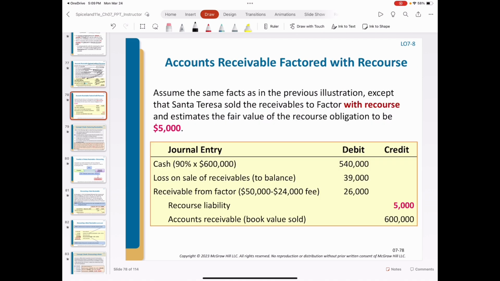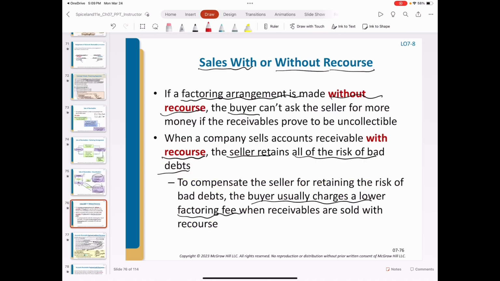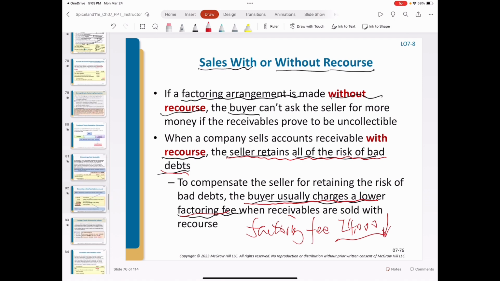The receivable factor with recourse, based on the definition, this recourse means the seller, the transferor, retains all the risk of bad debt expense. So there will be extra liabilities for the seller. In that case, it is Santa Teresa Glass Company. Usually the factor will reduce the factoring fee. In that case it was $24,000. This may be reduced. Okay, to be simple, we just assume the fee doesn't change. Then let's see what happened.